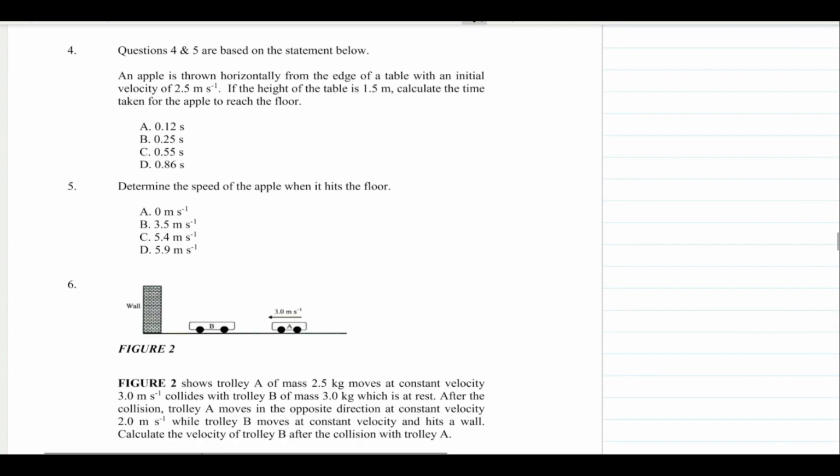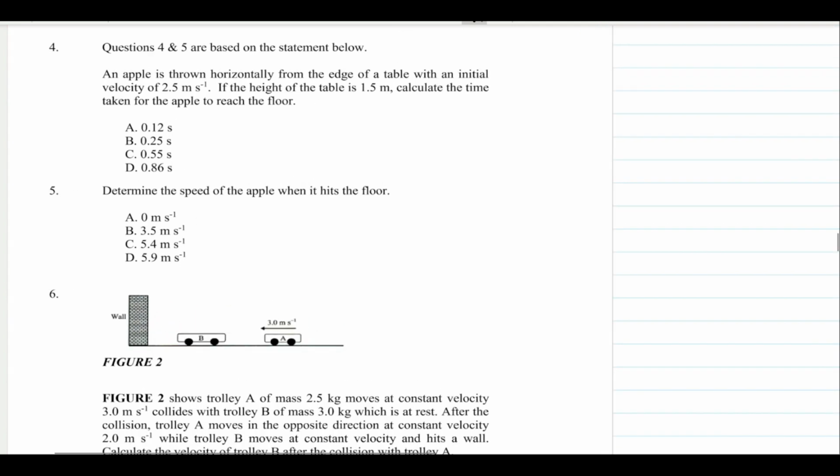Okay. So for question number 4, so we have an apple is thrown horizontally. Bila ada perkataan thrown horizontally, so let's say this is the floor. So let's say we have the table here. Okay. Konsepnya dekat sini, okay, contoh you ada apple, okay, on the table, and then it is projected horizontally.